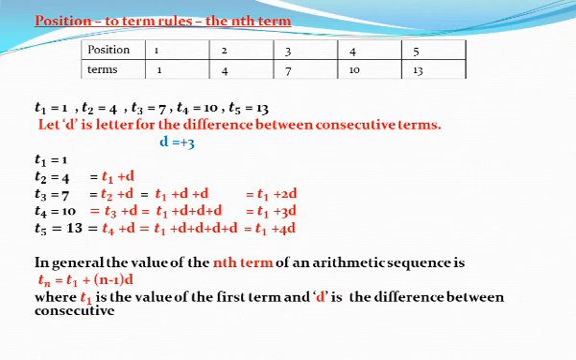In general, the value of the nth term of an arithmetic sequence is Tn. Tn is the nth term. Tn is equal to T1 plus (n minus 1) times D, where T1 is the value of the first term, and D is the difference between consecutive terms.